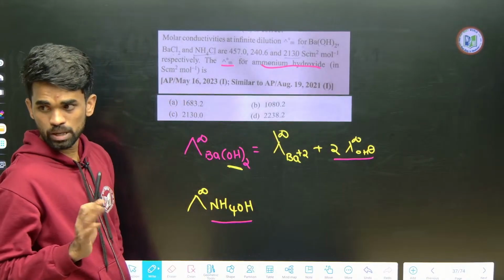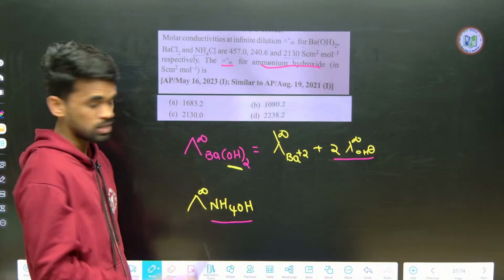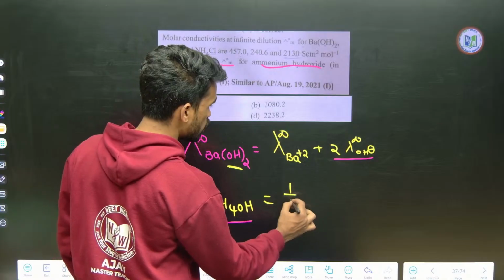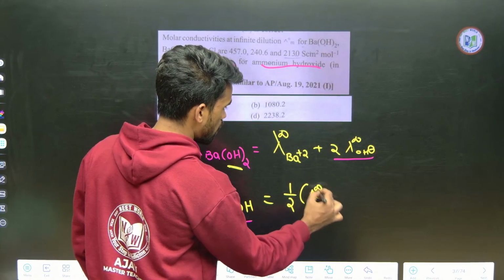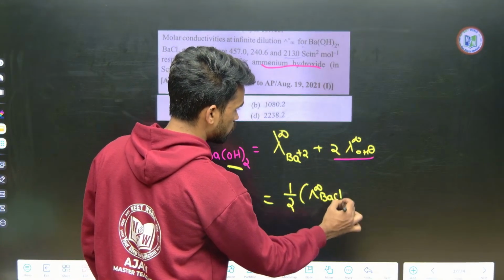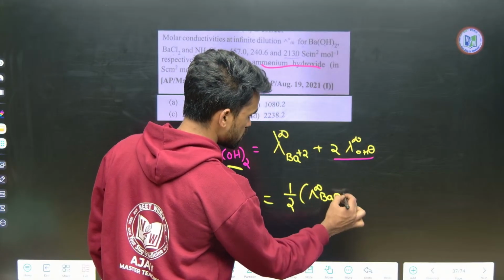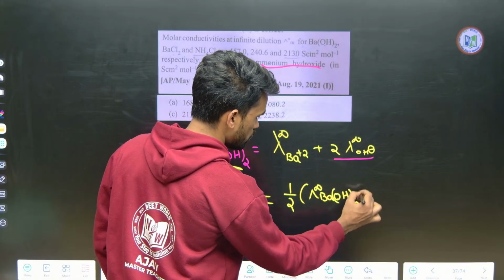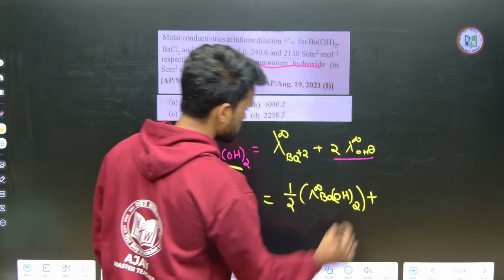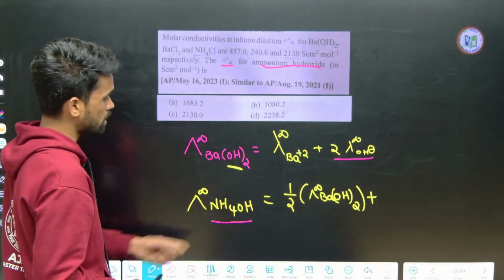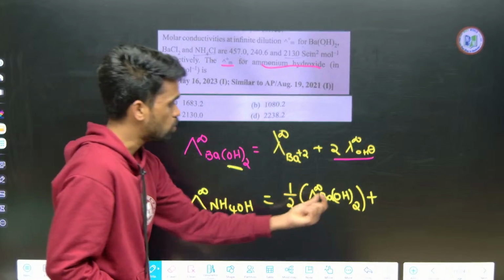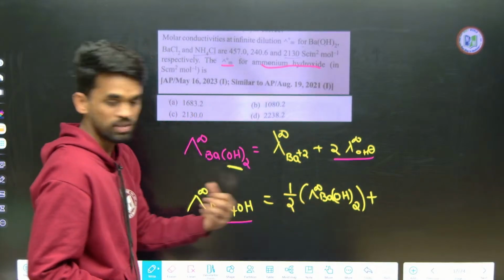So we do not require 2, so we should take half of it. What I am taking here is half of the molar conductance of Ba(OH)2, just be careful here what I am using. Next, I want the OH minus ion, only one; here 2 is there, that is why I am dividing by 2.